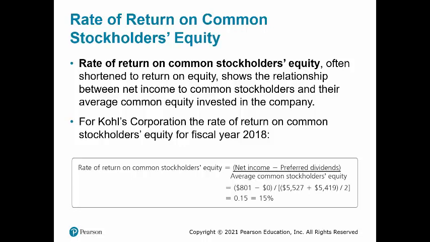So normally a rate of 15 to 20% is considered good in most industries. At 15%, Kohl's has a return on equity that is considered good, but again, you would want to compare that rate of return with other companies that are in the same industry. And that is the conclusion of the demonstration for Learning Objective 7.